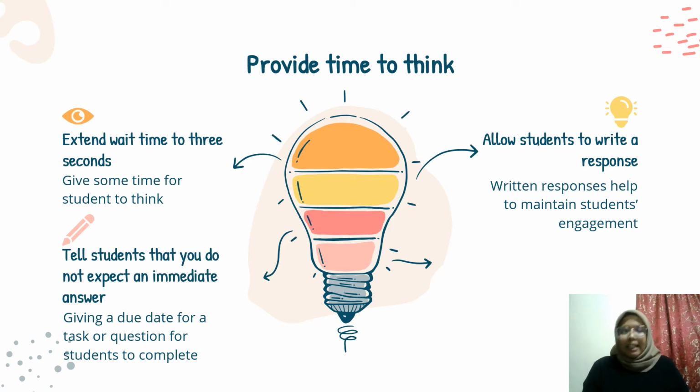Okay, and then next is allow students to write a response. This allows students who are not confident enough to talk in front of the class, because they might be scared that their answer is wrong. So written responses will help to maintain student engagement in the classroom. When the students write responses, the teacher can look over the responses and try to give feedback to the student. So that is how we try to maintain student engagement in the classroom, and one of the ways in implementing effective recitation.